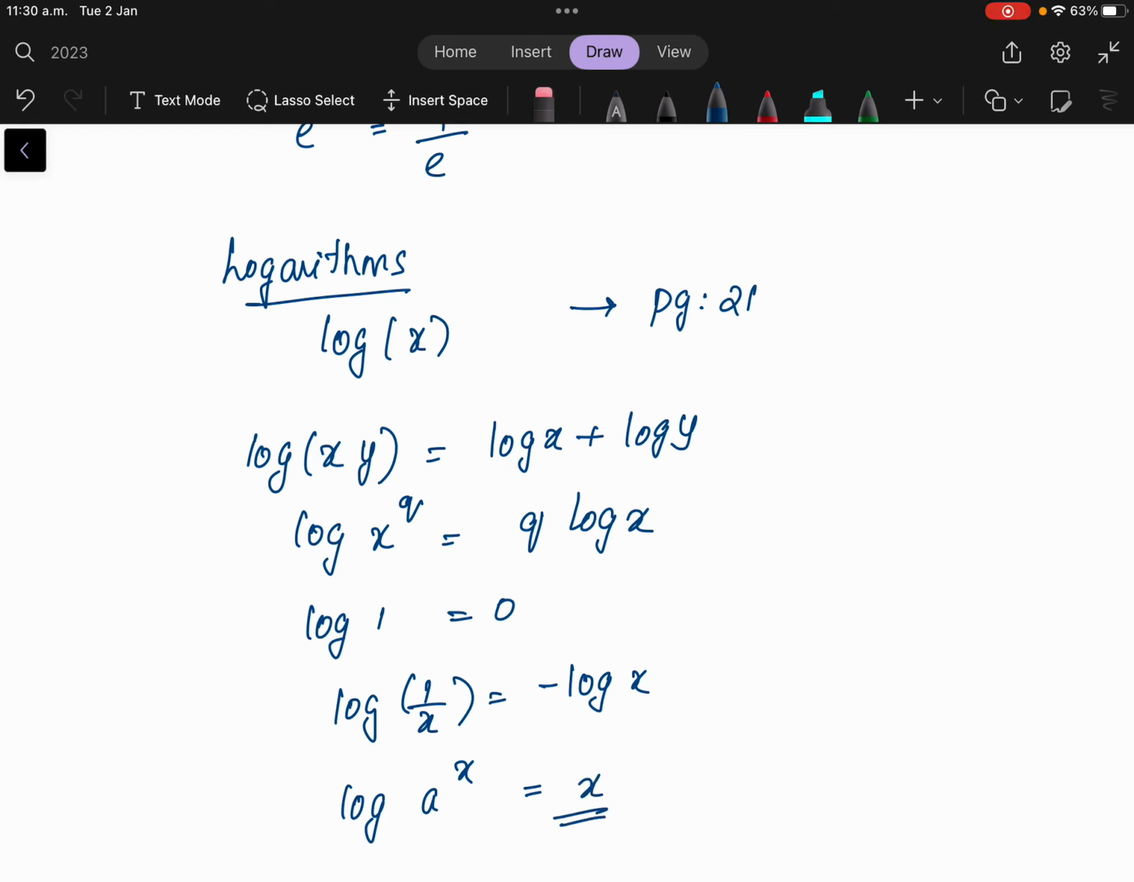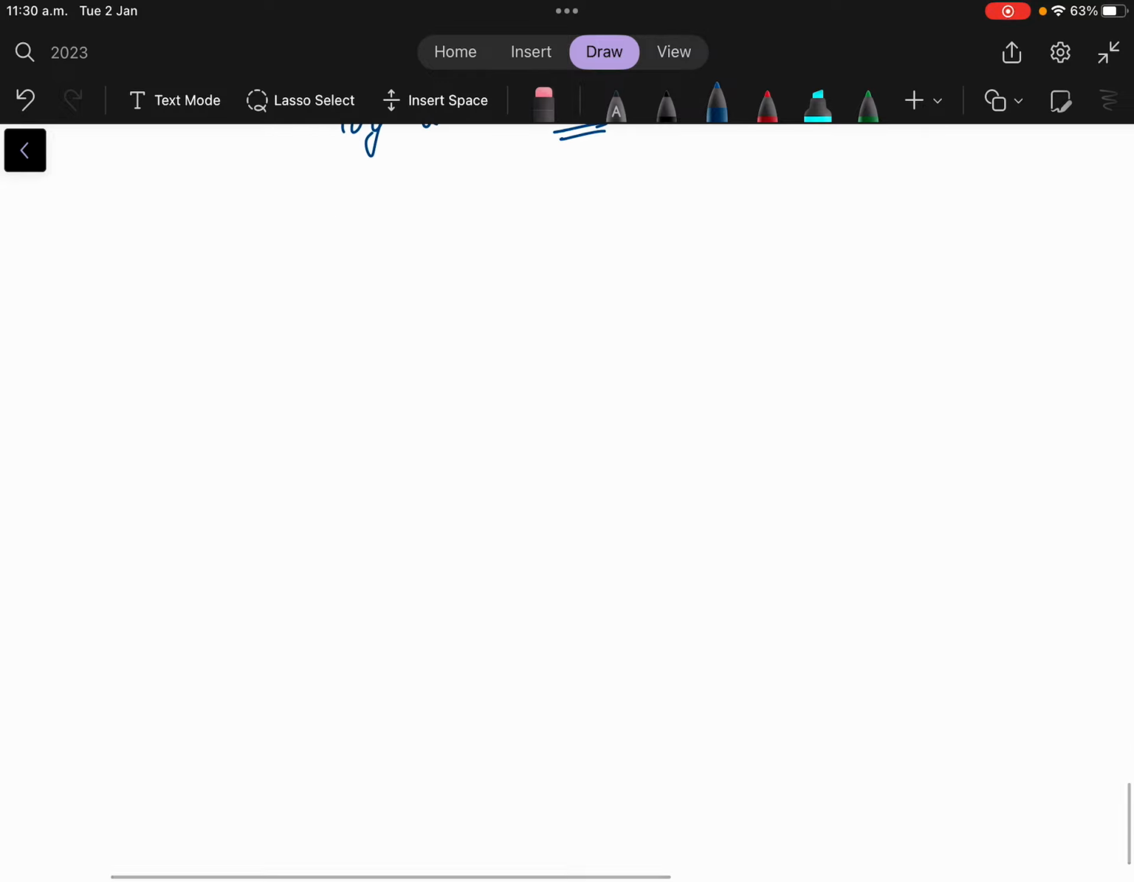So there are some rules. It's not the full list, but something which I remembered, I just put it across. It is there on page 21, so please keep it open. You need not memorize any of this, but you need to know how to apply it in the problem.